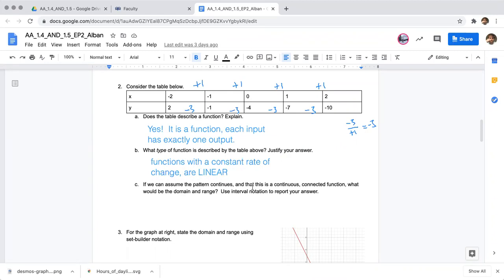Well, domain and range, interval notation to report your answer. Let's see here.